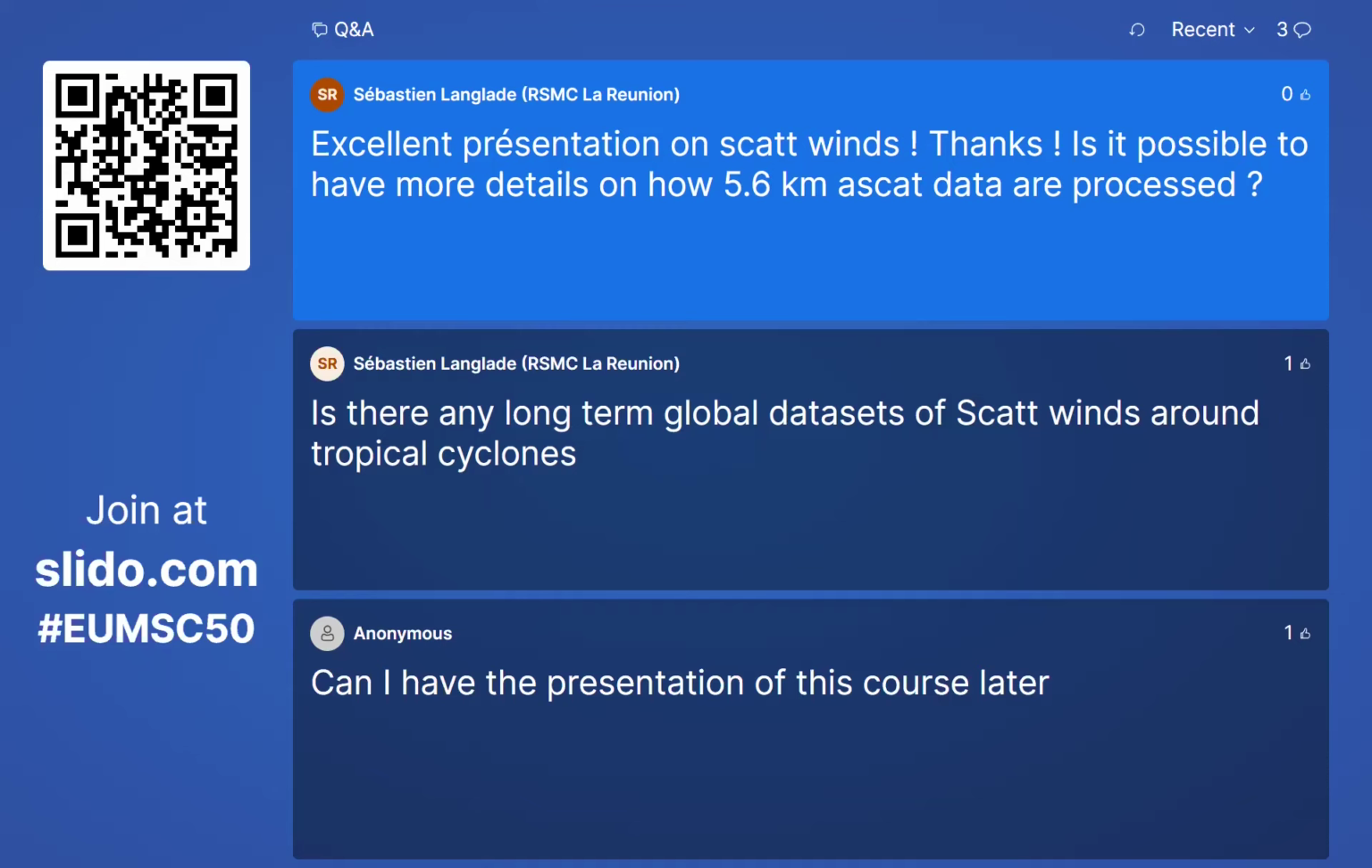But from there on, we process it just like other winds, and this is a demonstration product today. We're still looking into the validation and how to optimize it and things like that. But the winds already look quite promising, so it's already a good product. And we are eager to hear feedback from users, of course.